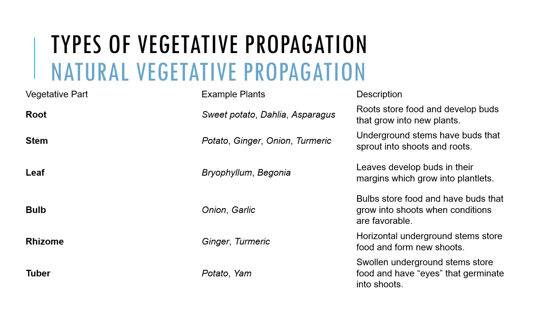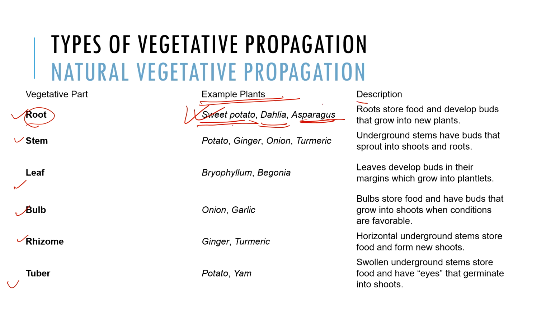In that, natural vegetation comes first, then in the next slide we'll move on to artificial vegetative propagation. Now here the root part. From the root part, the plants which are growing are sweet potato, dahlia and asparagus. These are the examples and very important. You should learn from which vegetative part which plant is growing. Example plants should be learned. So first one is sweet potato, then dahlia, then asparagus.